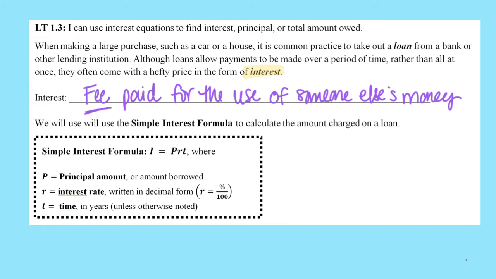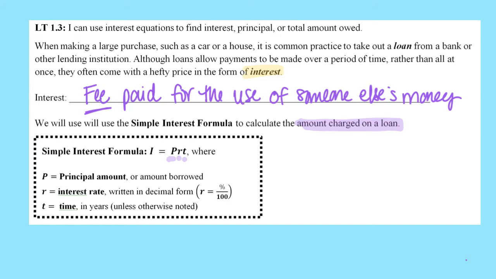So the first formula that we're going to talk about in this part of the unit is called simple interest. This is to calculate the amount that you're charged for a loan. All right, this is just to figure out what's the interest that you're paying? Maybe you've heard of the simple interest formula before. I, your interest, equals P times R times T. So what are P, R, and T?